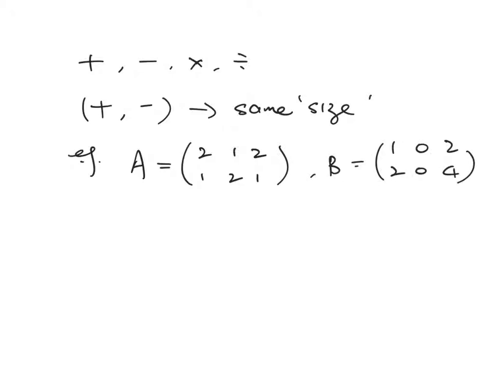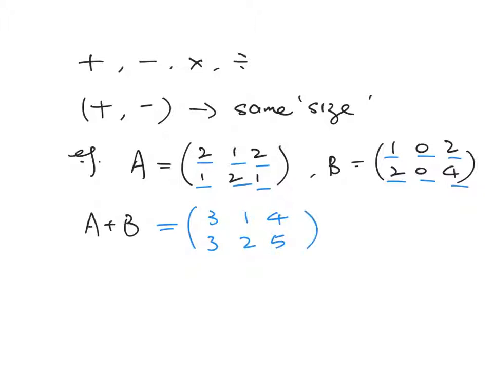For example, when we are talking about A plus B, you have to make sure that they are of the same size. You see it is 2 rows, 3 columns, a 2 by 3 matrix, and 2 rows, 3 columns. So that's why they can be added together. The addition is very simple: add up the elements one by one according to the position. So 2 and 1 is 3, 1 and 0 is 1, 2 and 2 is 4, 1 and 2 is 3, 2 and 0 is 2, and the last, 1 and 4, is 5.